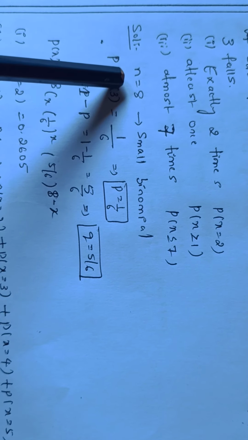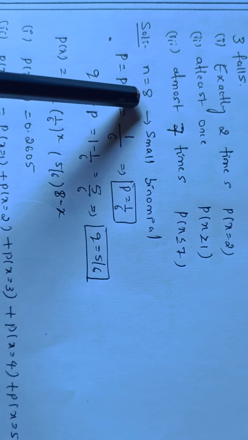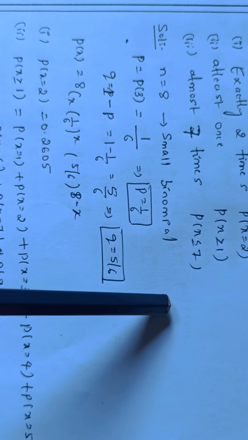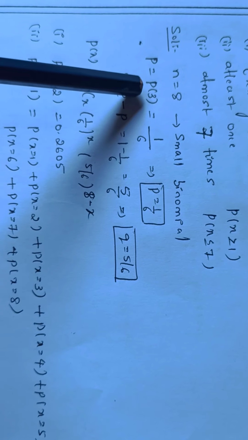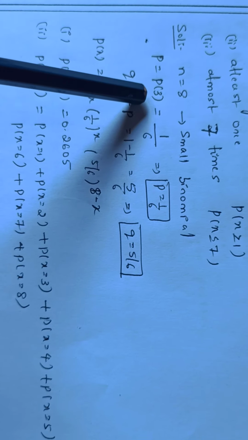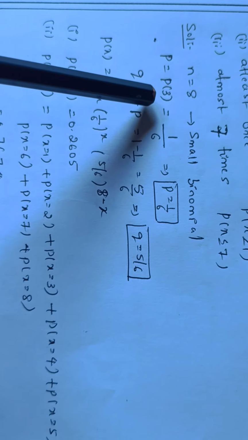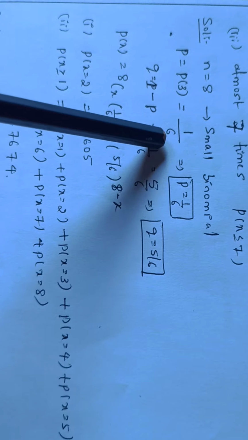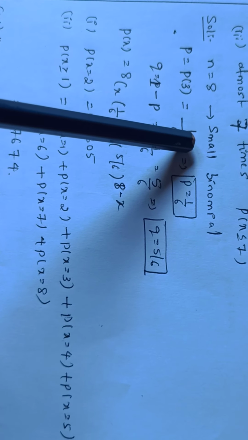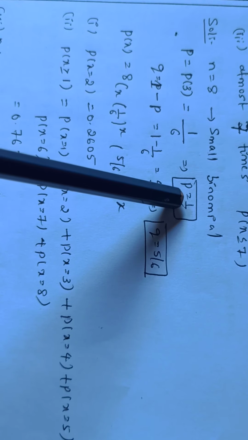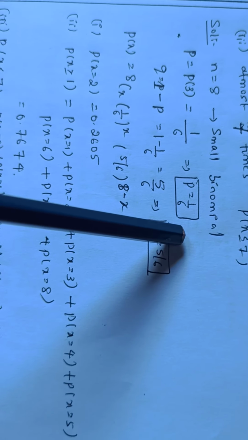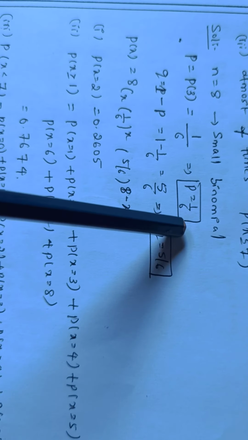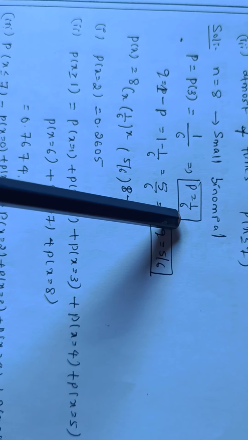Here a dice is thrown totally 8 times, so your n is equal to 8. Since n is very small, you have to go for the binomial distribution. Let us find what our p is for the given problem. We have to find the probability of getting the number 3. On a dice you have 6 faces. Out of 6, the number 3 occurs only once for one trial. So p will be equal to 1 by 6.